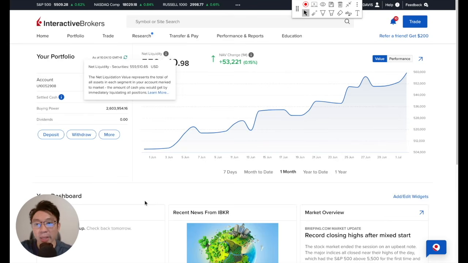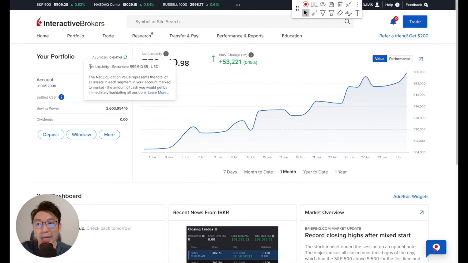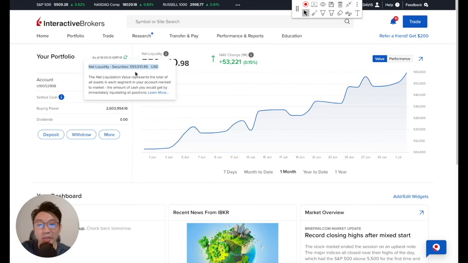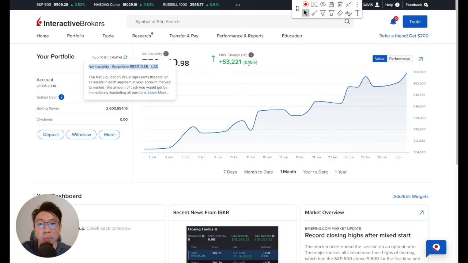So I'm now in the account management page of my broker. As you can see, this is Interactive Brokers, you can see my name at the top right down here. So you can see the net liquidity currently is slightly above $500,000, right? As you can see down here, this portfolio is $559,000 as of this recording. And for the past 1 month, as you can see down here, it has gained roughly about $53,000, which is not so bad. And also because the market has been going up.